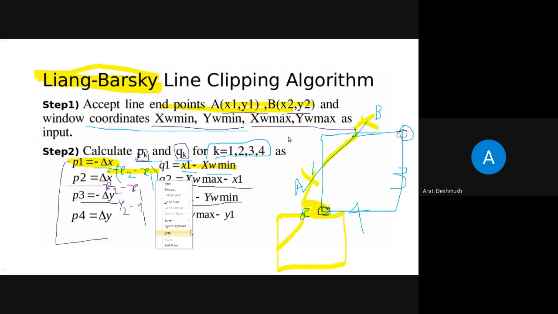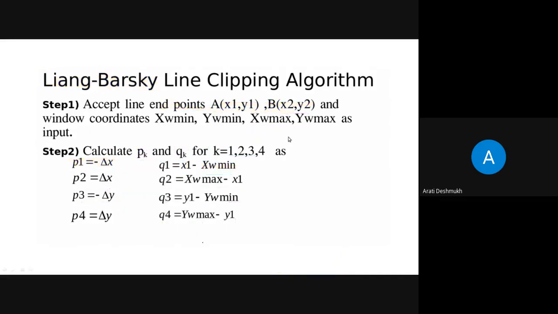If you want to remember this the short way, first read A and B, the two endpoints of a line. Then we read xw minimum, yw minimum, and xw max, yw max, the window's maximum values. Then we find the Pk and Qk for k equal to 1, 2, 3, 4, because there are four lines in the window.